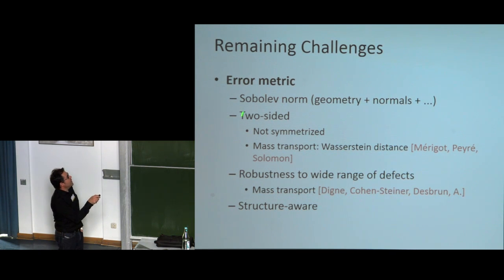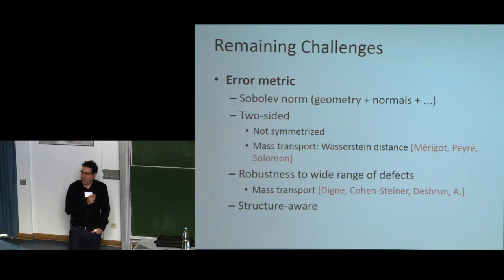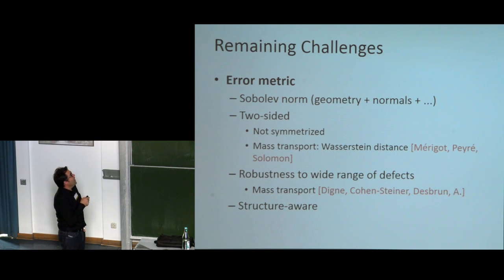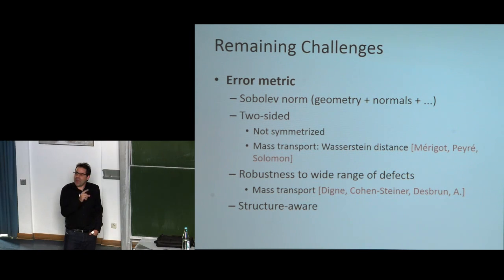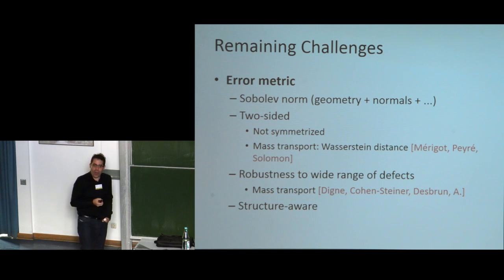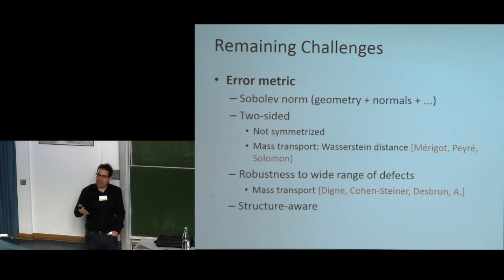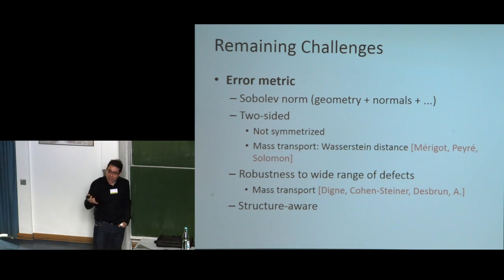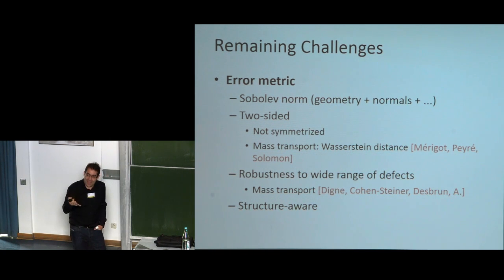Another thing that is very hard is a two-sided error. Two-sided is computationally extremely hard, but I don't like the symmetrized error metric, because you have papers in the literature that say, oh, it's a symmetric Hausdorff, or it's a symmetric error metric, but in fact, by definition, the metric is not a metric, they just symmetrize.